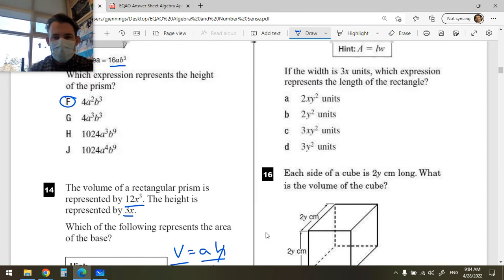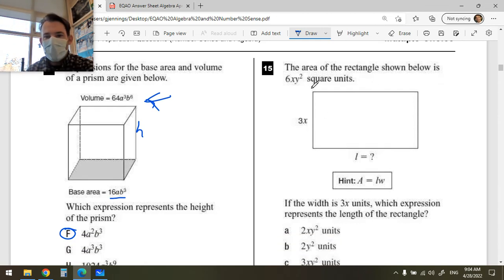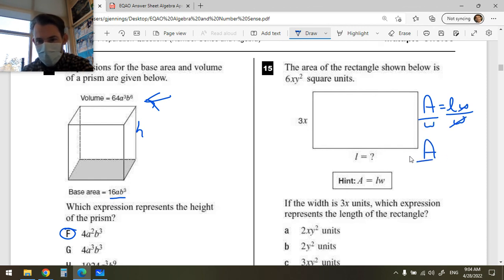Other types of questions in this vein here, the area of the rectangle is 6xy squared units. If we know that the width is 3x, what's the length? Well, if area is length times width, let's write out that formula. And we know width, but we don't know length. We could divide both sides by width. This width will cancel that width, and you have area of a rectangle divided by its width is equal to its length. Let's just rearrange the formula to your liking.